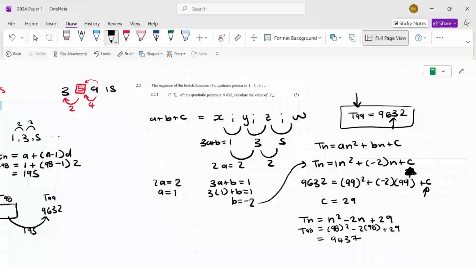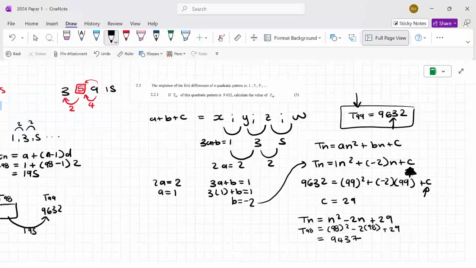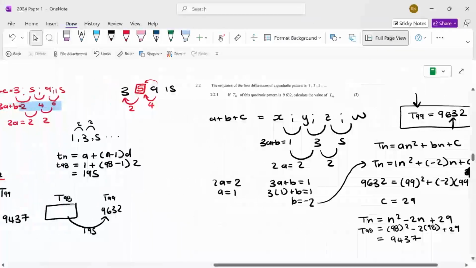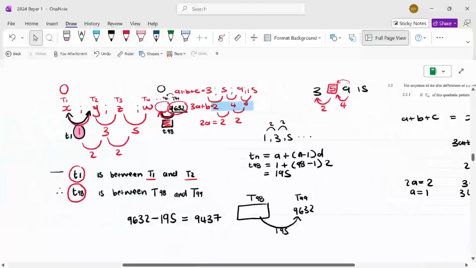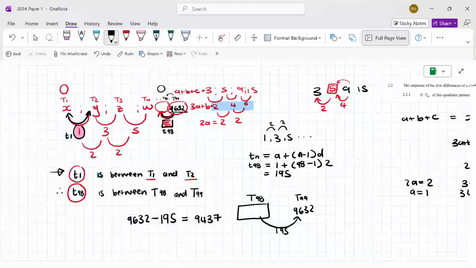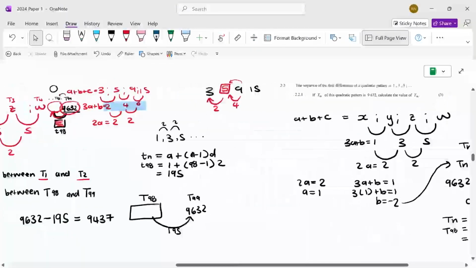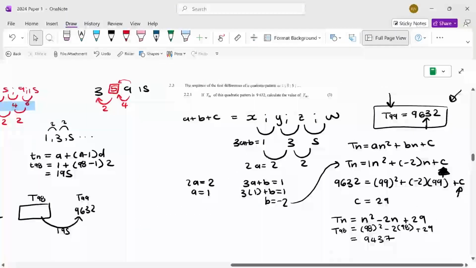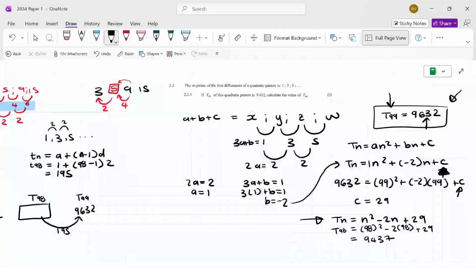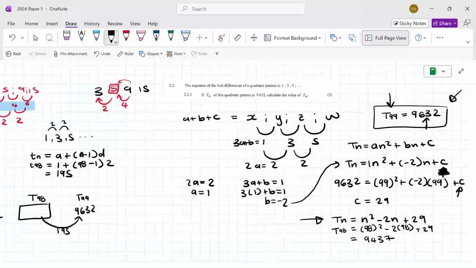The second method is longer, but it's something that you would be familiar with doing because you've done things where you are missing a value, or you need to find the n of something. I feel like this one is more familiar to what you guys have done before than trying to guess, okay, if T1 is between this and this, then T98 is between this and this. It's a bit longer, right? But I feel like it's a more solid way. And now you have the equation that you need for any further questions.